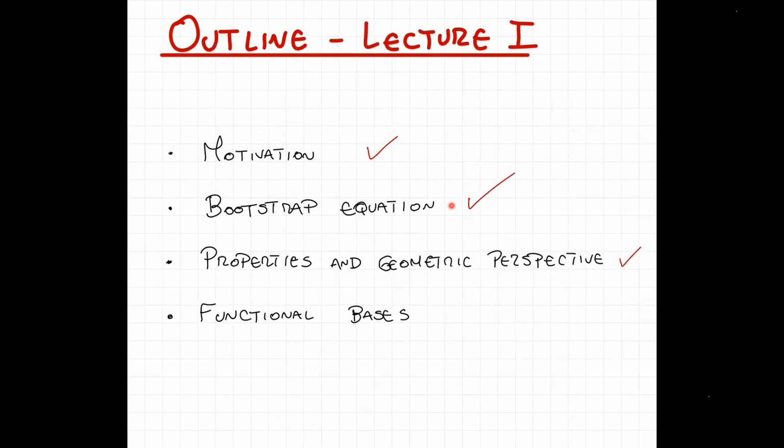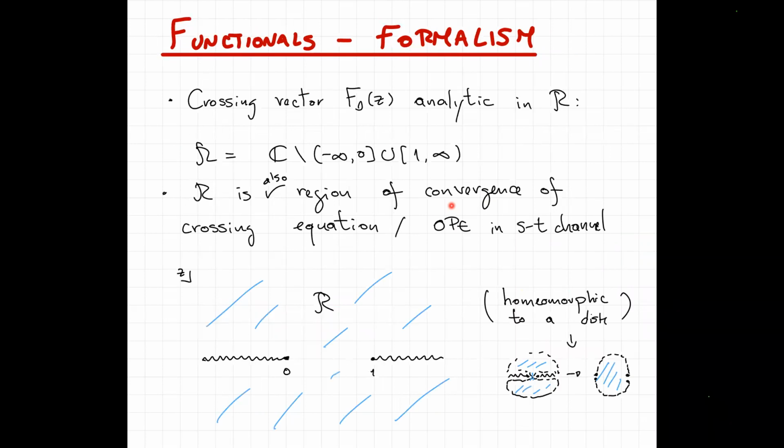Okay, so now let's talk about the functional basis. After all this story, we want to think about general linear functionals that act on the crossing equation. So let us discuss a bit the kinematics. This crossing vector is a function that's analytic in some region of the complex plane, which I'll call R. R is the complex plane modulo the semi-infinite lines that go from infinity to zero and from one to infinity. So it looks like this. This is my region R. Incidentally, this R is the region of convergence of the crossing equation: the sum over deltas with these crossing vectors converges in this region. Notice that this region is homeomorphic to a disk if you do some conformal mapping.